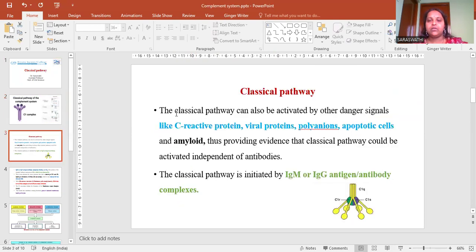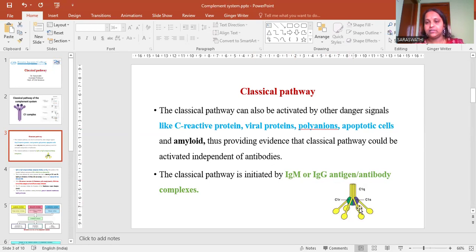The classical pathway can be activated by danger signals like C-reactive protein, viral proteins, and apoptotic cells. Sometimes it is antibody dependent, and sometimes it is antibody independent. The classical pathway is generally initiated by two types of antibodies: IgM, which is a pentamer, and IgG, another antibody. So the classical pathway activation is either IgG or IgM mediated.